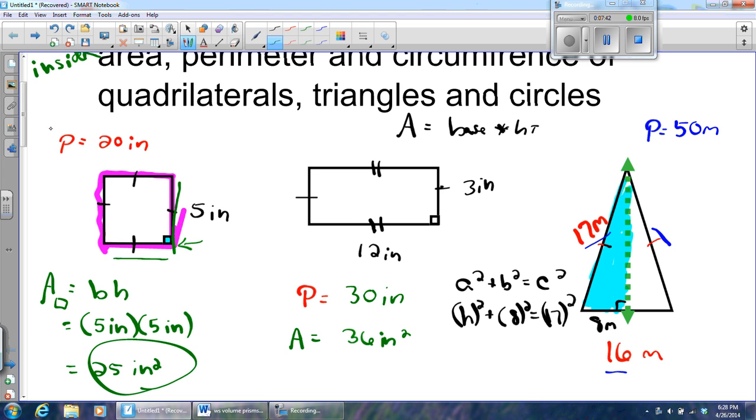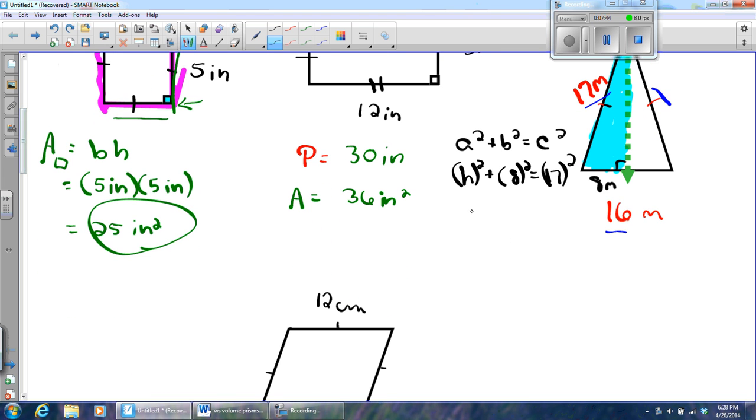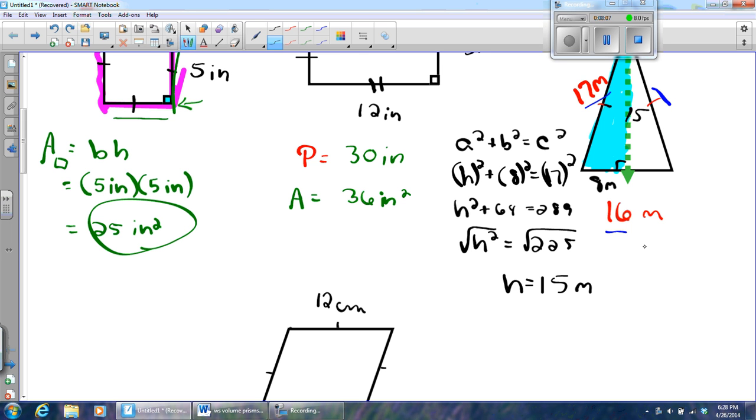Okay, and I'll do the Pythagorean theorem, and I'll get h squared plus 64 equals 289. And if I subtract 64 from both sides, I'll get h squared equals 225. Then, of course, I take the square root of both sides, and h will equal 15 meters. Now that I know the height is 15, I can multiply the base times height. The only problem is the area of a triangle, base times height, isn't going to work.